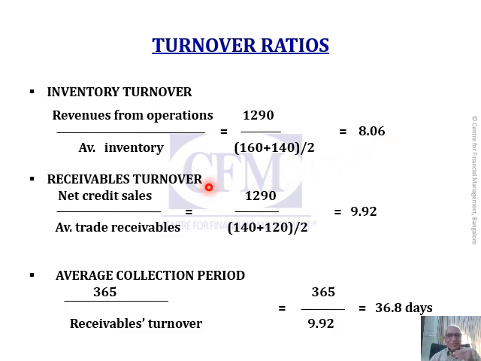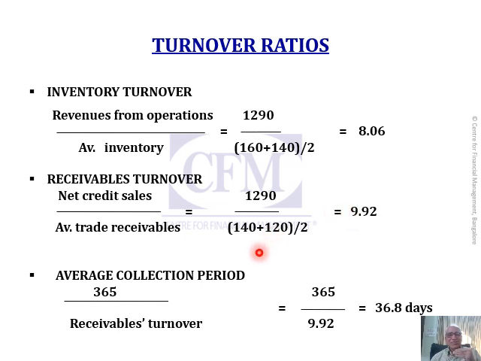Receivables turnover is defined as net credit sales by average trade receivables. The revenues of the firm are 1290 million. We are presuming that all revenues are credit revenues or credit sales. In the absence of that information, we make this assumption. Divide by average trade receivables, closing trade receivables plus opening trade receivables, divide by 2. So receivables turnover ratio is 9.92.